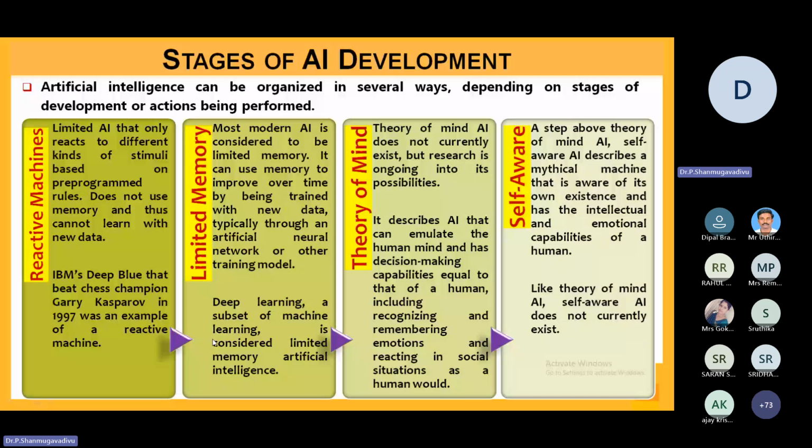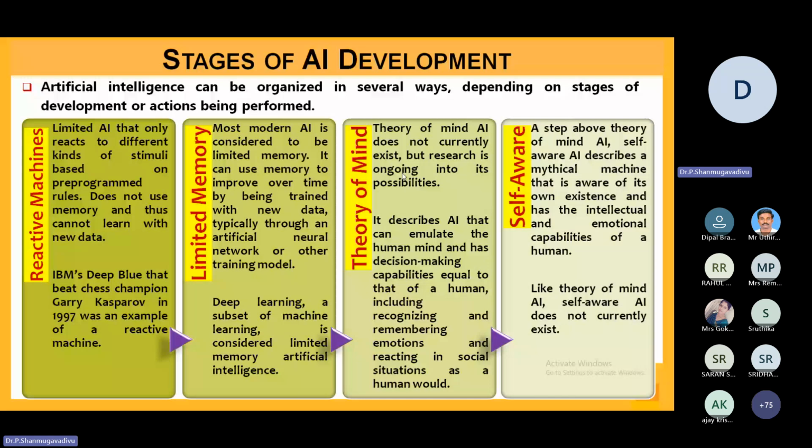Then theory of mind, how your brain works. In the same way, we have to have the models. Theory of mind AI does not currently exist, but research is ongoing into its possibilities. Theory of mind describes AI that can emulate the human mind and has decision-making capability equal to that of humans, including recognizing, remembering, making expressions, expressing emotions, understanding other emotions, then understanding a situation and reacting to it. So all those things are to be done by machines with the principle of theory of mind.